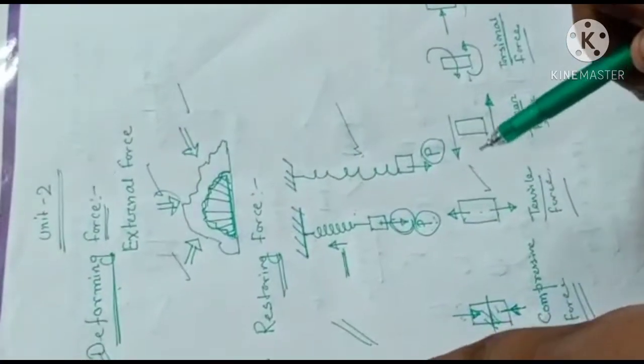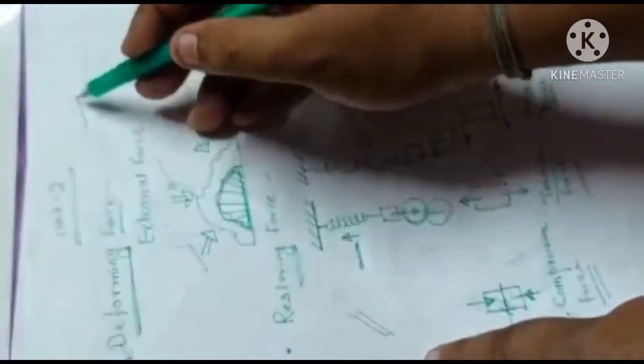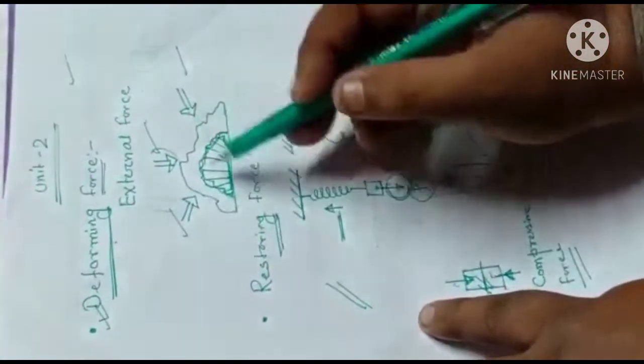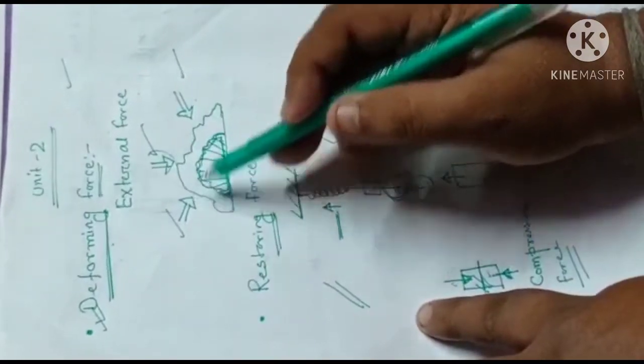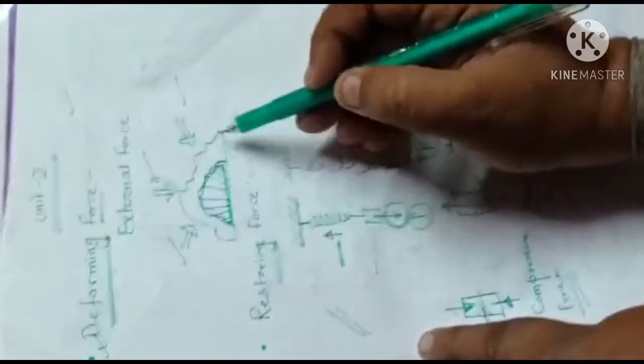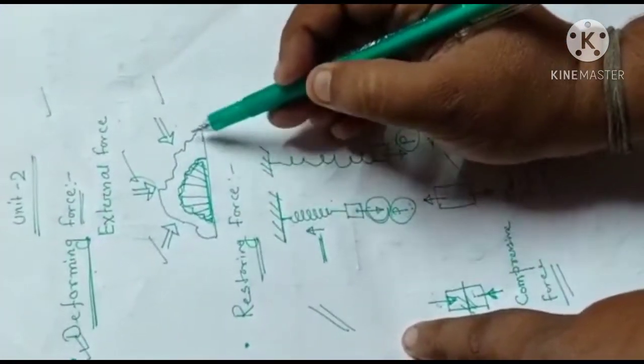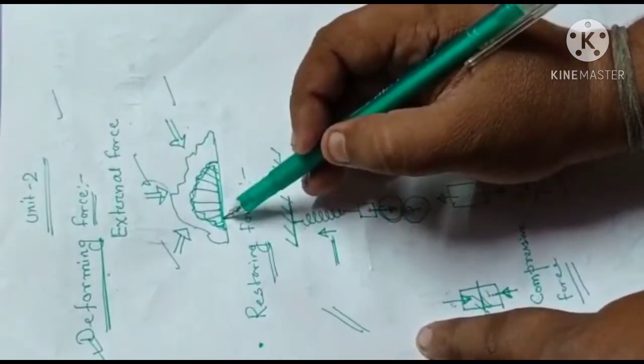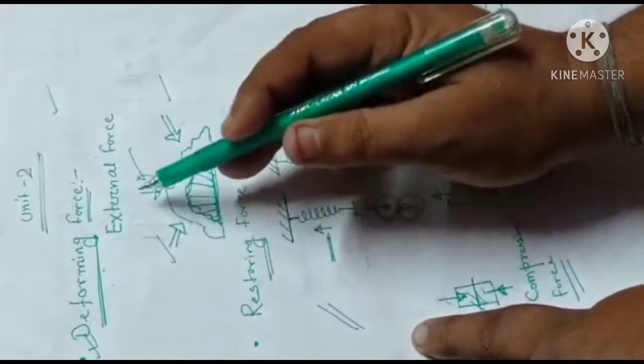We are going to start deforming force in your physics unit 2. If any external force is induced on a body and due to the application of force you can see the body is deformed. Initially the body was in this shape. After application of this force you can see the body gets deformed. Then the force is known as a deforming force.